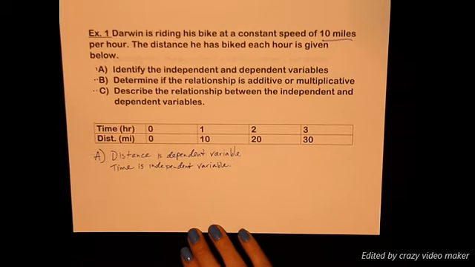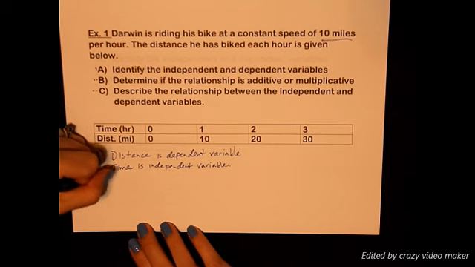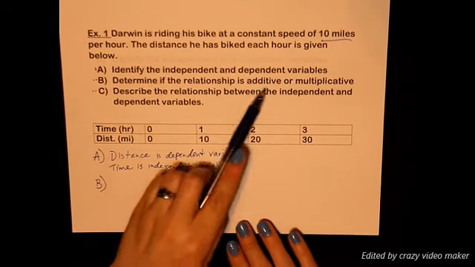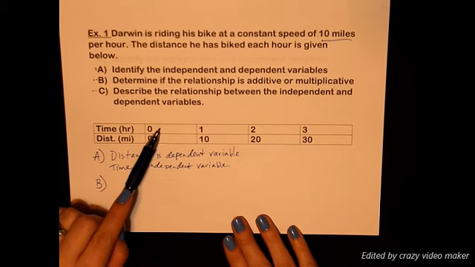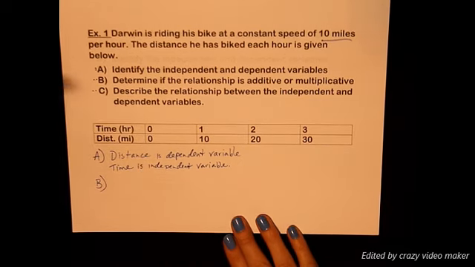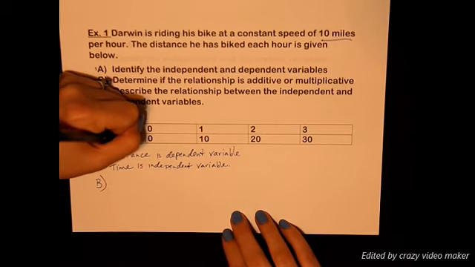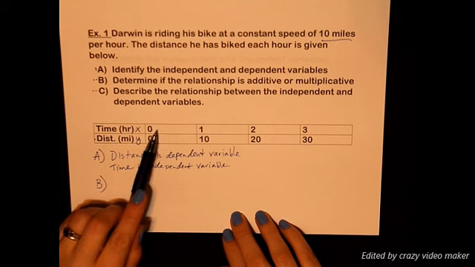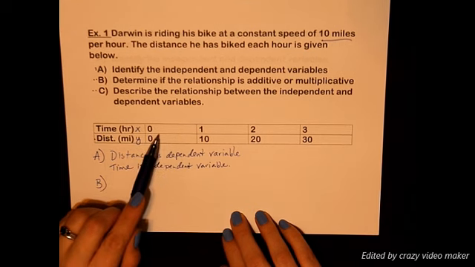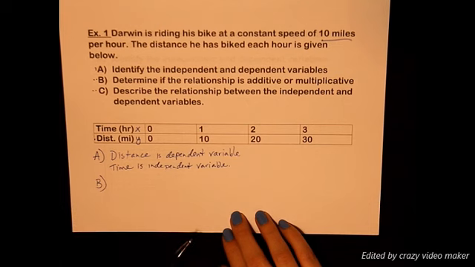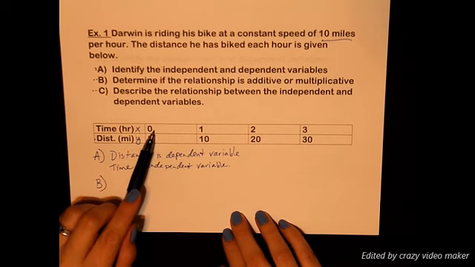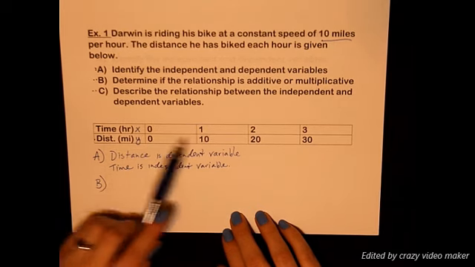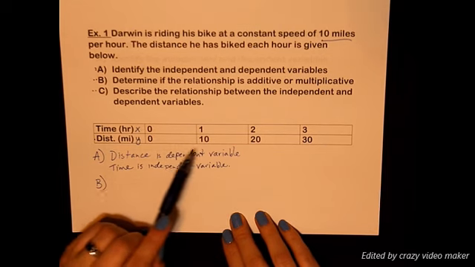Okay, so there's A. Now we're going to look at B. We have to determine if it's additive or multiplicative. So we're going to look. You look at each x value. So we decided that time was independent, so it's x, and y, your distance, is your dependent. So you look, how do I go from 0 to 0? Well, I could add 0, or I could multiply by some other number. So 0, 0, we can't really figure out much from it. We have to look at the rest of our table here.